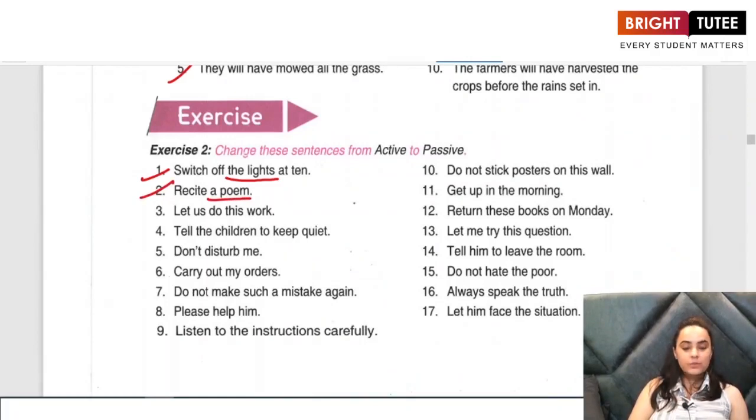Let us do this work. Let this work be done by us. Tell the children to keep quiet. Let the children be kept quiet. Don't disturb me. Let me not be disturbed. Carry out my orders. Let my orders be carried out.